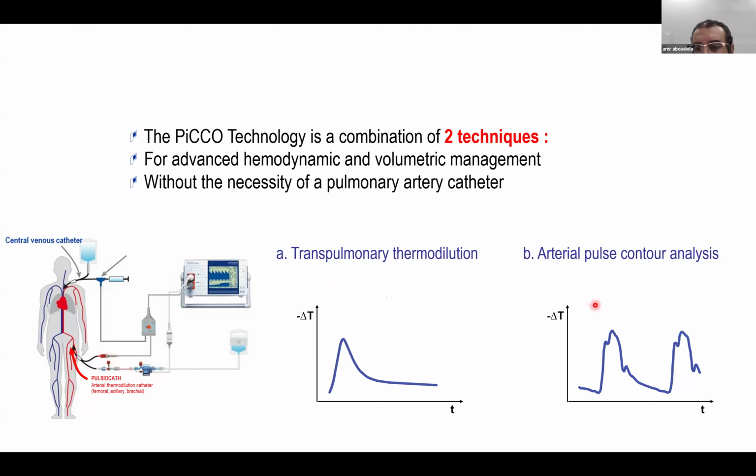And the second part is the analysis of the arterial waveform, or what we call the pulse contour analysis. We will come to this in the next slide, how we are interpreting this technology. So basically, the monitor is very simple.